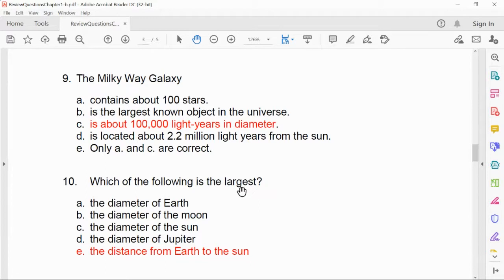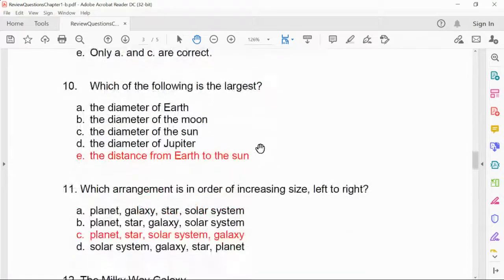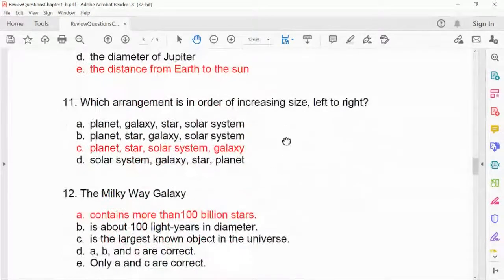Which of the following is the largest? The diameter of the Earth, diameter of the Moon, diameter of the Sun, diameter of Jupiter, or the distance between the Earth and the Sun? Of course, it's the distance between the Earth and the Sun. We know that the Sun is the biggest object in our solar system. Then Jupiter is the biggest planet. It's bigger than the Earth, and the Earth is bigger than the Moon. But actually, the distance between the Earth and the Sun is bigger than all of these.